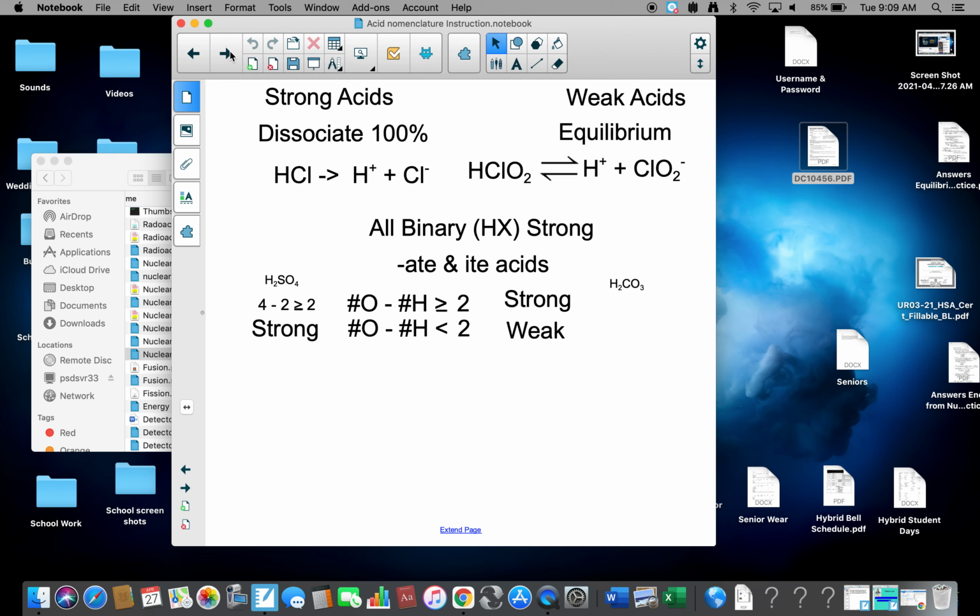All right, let's do an example of H2CO3. CO3 is carbonate, so that'd be an ic. So that's carbonic acid. Carbonic acid, taking the number of oxygens, 3, minus the number of hydrogens, 2. That's less than 2, so therefore that's a weak acid.